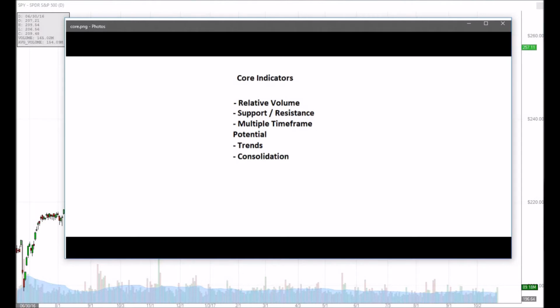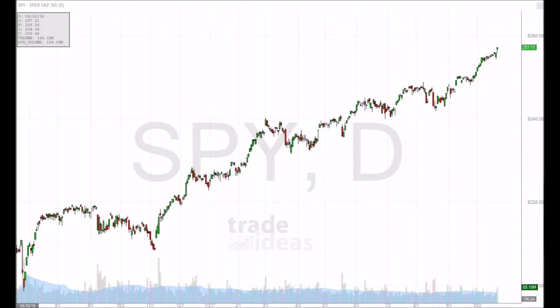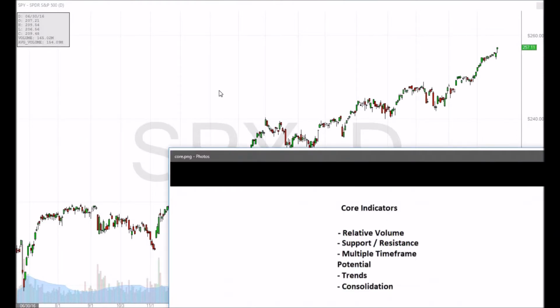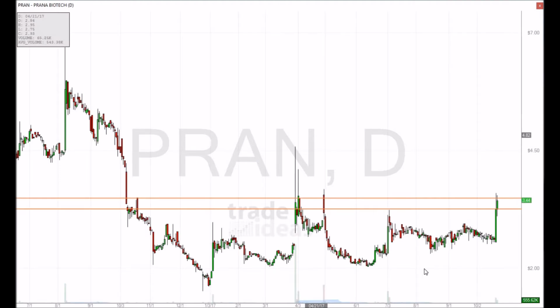So with that being said, we're going to look through some charts here, probably 3 or 4 stocks, and we're going to break down and perform some technical analysis and use these core indicators as our guide to really understand what's going on. So first things first, let's look at PRAN. The first indicator that we're going to be looking at is relative volume. If you look down here, on the day that we're perking up here, Thursday and Friday, we had high relative volume. So check off our list.